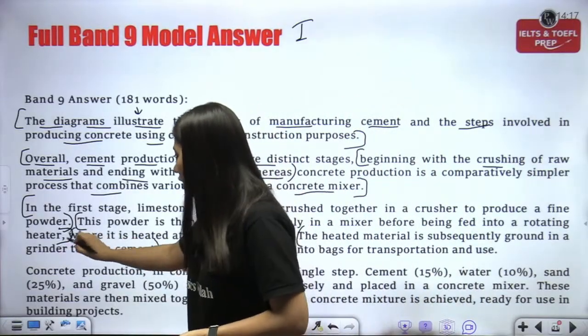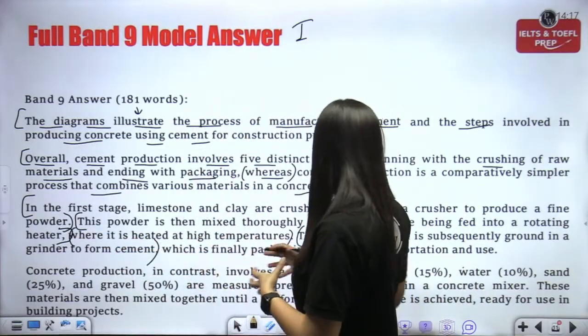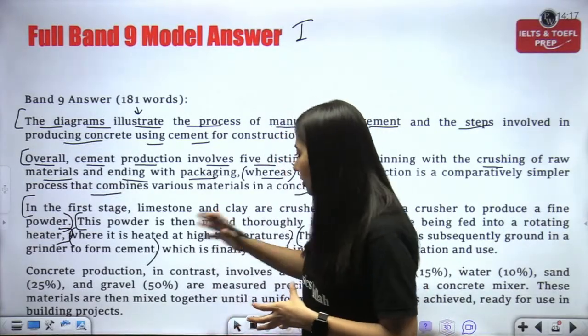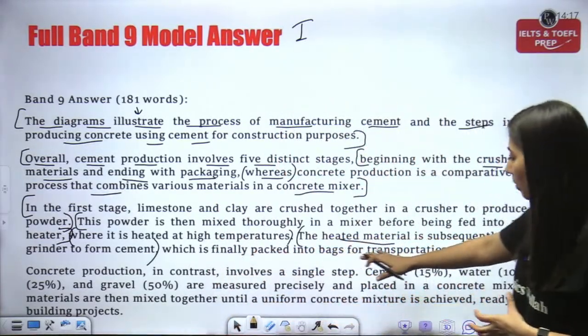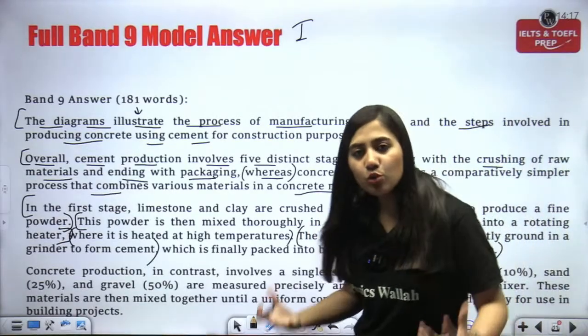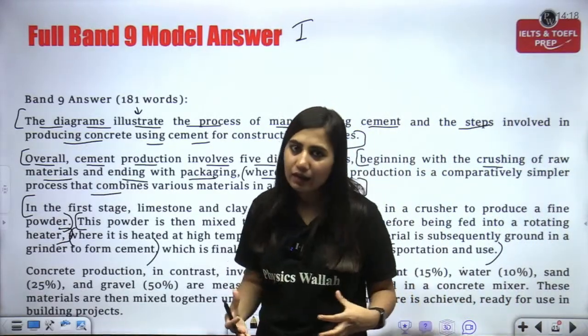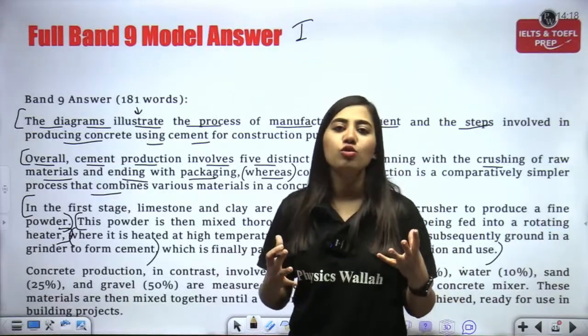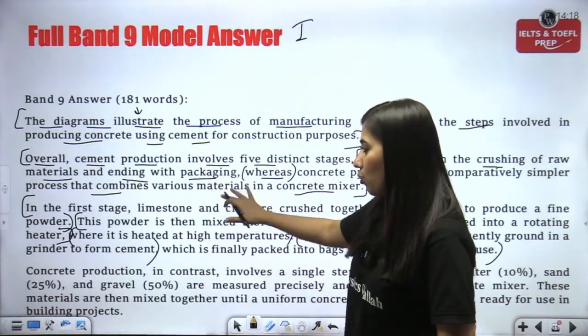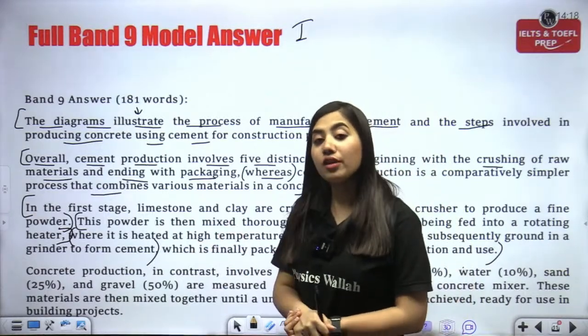Understood? Now we are putting this heated material in a grinder to form the cement, which is finally packed into bags for transportation and use. Now as we have produced our cement, it is thoroughly packed and ready to use for transportation, and we are just packing it. So this is all about it. This is how you're going to write it.